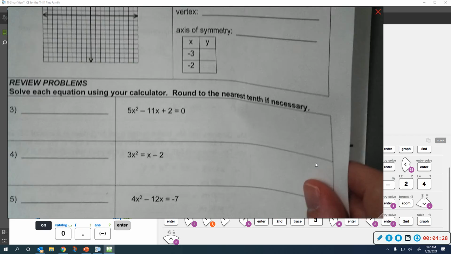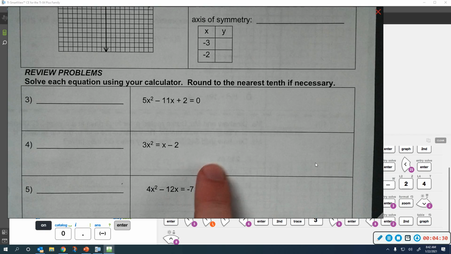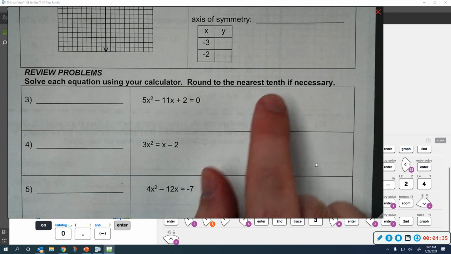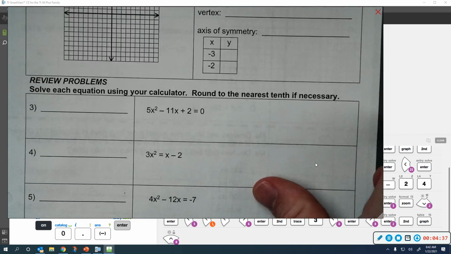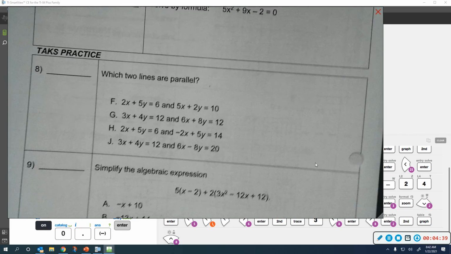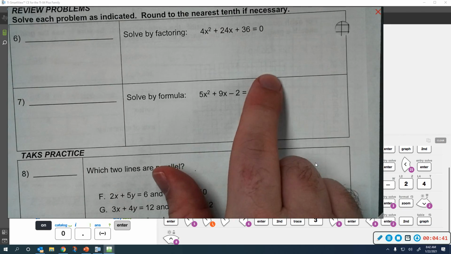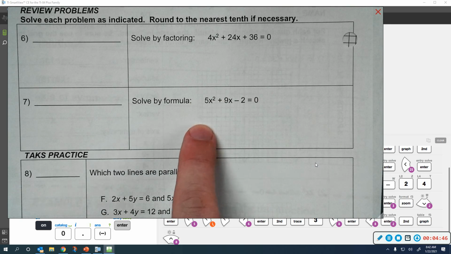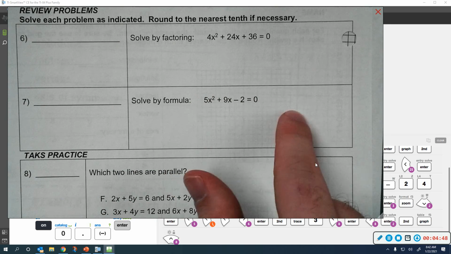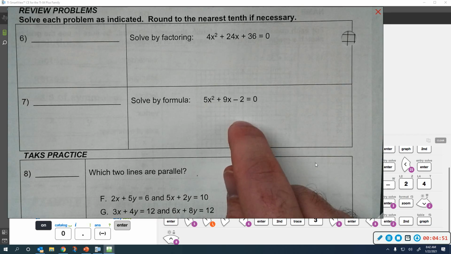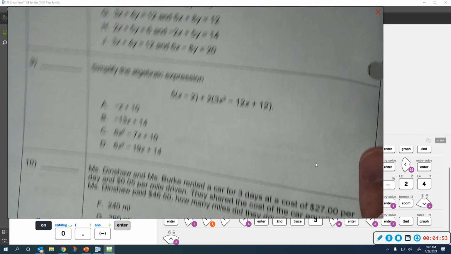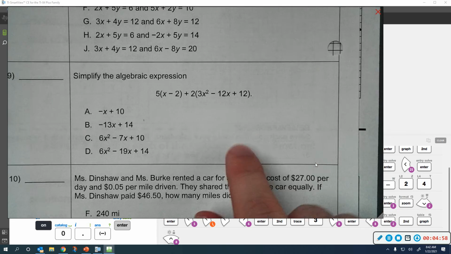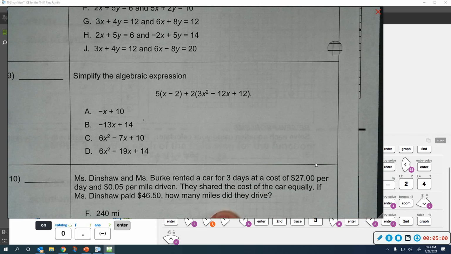On the bottom, 3, 4, and 5, you can solve each equation by finding the intercepts. So use your calculator, find the intercepts, round to the nearest tenth when you need to. And then on the back side, I want you to work 6 and 7. Solve this one by factoring. Use the x method. Solve this one using the quadratic formula. X equals negative b plus or minus square root b squared minus 4ac all over 2a. And then questions 8, 9, and 10, those are bonus, but those are all doable. Parallel lines, simplify the expression, and a word problem about cost.